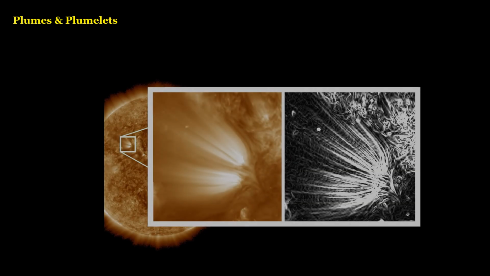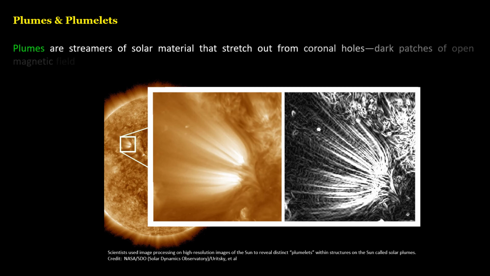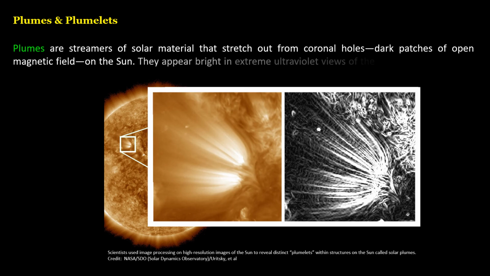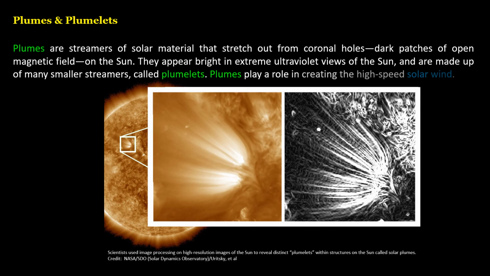Plumes and plumelets. Plumes are streamers of solar material that stretch out from coronal holes, dark patches of open magnetic field, on the Sun. They appear bright in extreme ultraviolet views of the Sun, and are made up of many smaller streamers, called plumelets. Plumes play a role in creating the high-speed solar wind.